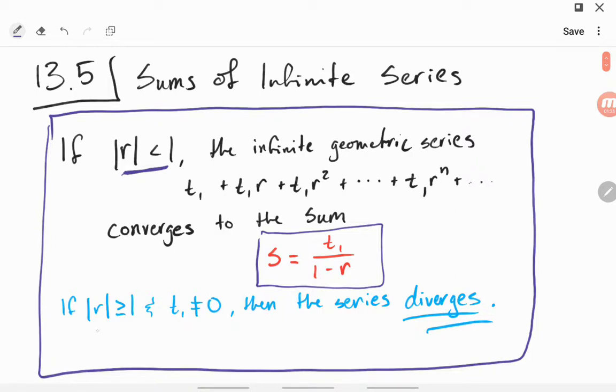If the absolute value of R is greater than or equal to 1, so that means my rate is growing, every term is growing, then my series has to diverge. There's no way that these are going to all add up to some value. They're going to diverge either to positive infinity or negative infinity. There's going to be no convergence.